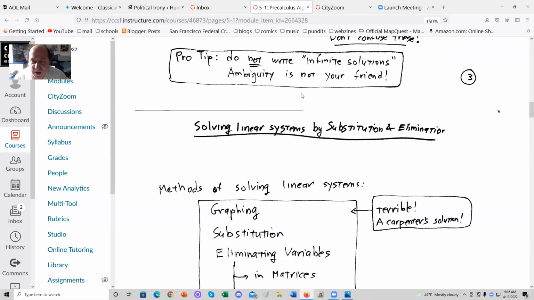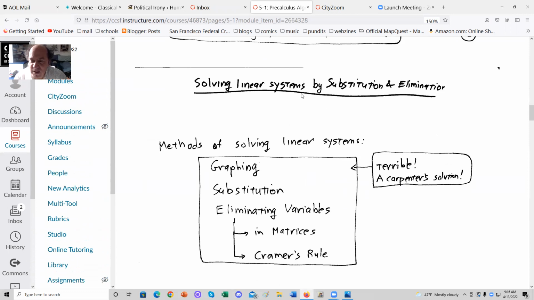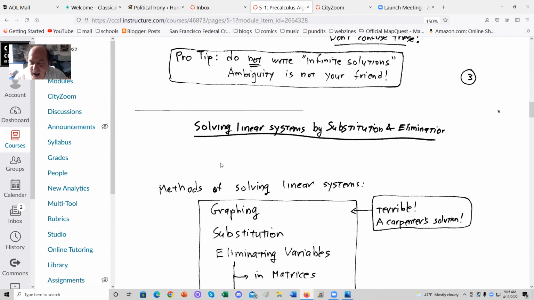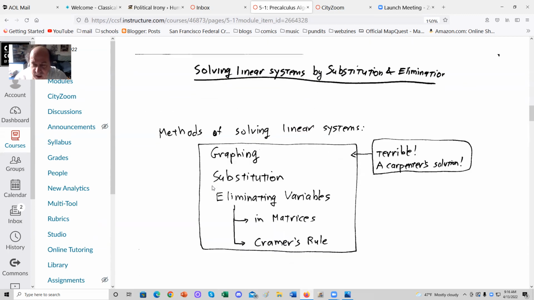All right, we proceed. Now, there are various methods of solving linear systems. Graphing, well, that's what these are. These are graphing solutions. They're terrible. Don't do it. Because if you solve a system by graphing, the accuracy is limited by the width of your pencil and the steadiness of your hand and the waviness caused by the grain of the wood on the table that you're working on. Ridiculous. It's not a mathematician's solution. It's a carpenter's solution. You can do much better.